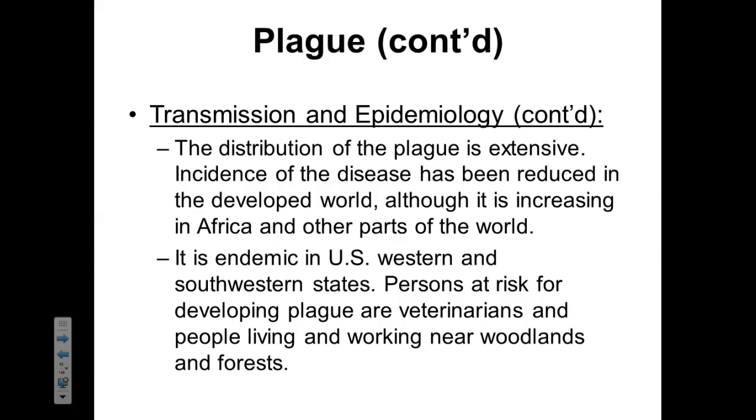In the United States, annually there's a very small percentage of the population, or a very small number of cases, I should say, of plague that still are going to develop. Generally speaking, the people that are at risk for developing the plague are going to be veterinarians, or people that spend a lot of time living or working in woodlands and forests and with lots of animals.